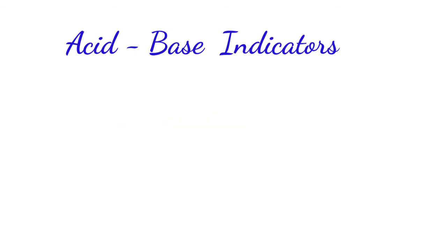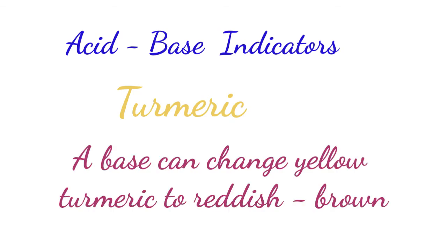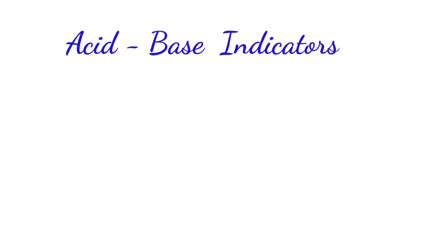You have noticed that a stain of curry on a white cloth becomes reddish brown when soap is scrubbed on it, and we know that soap is basic in nature. It turns yellow again when the cloth is washed with plenty of water. A base can change the yellowish turmeric to reddish brown. There is no color change for turmeric in acids.